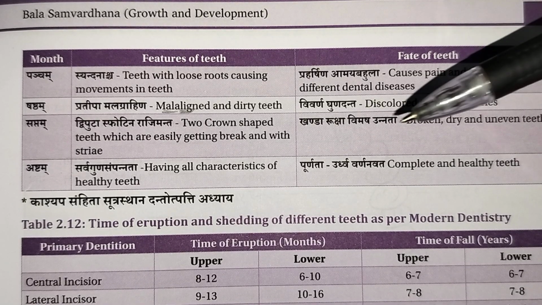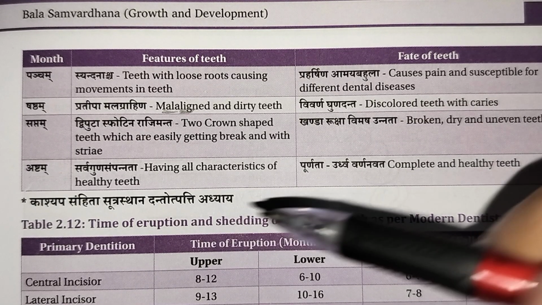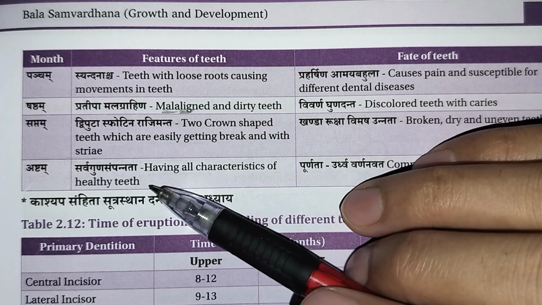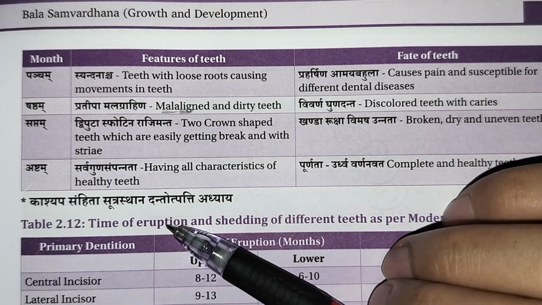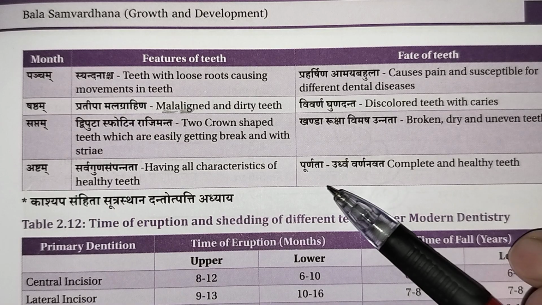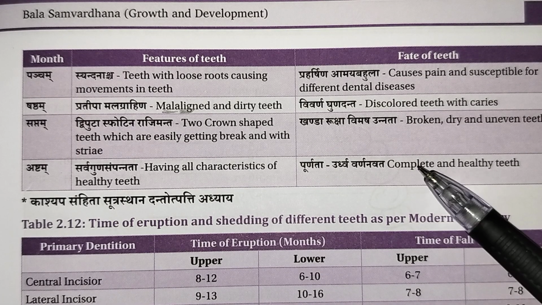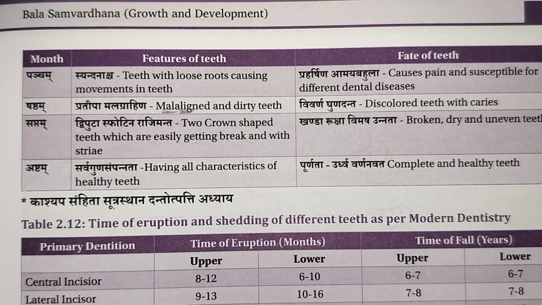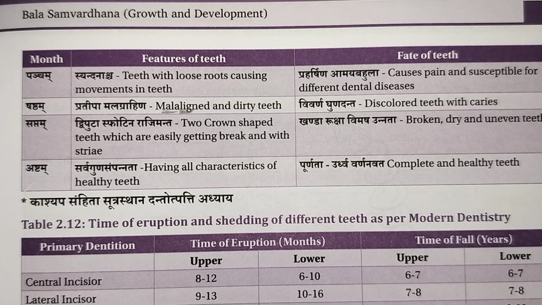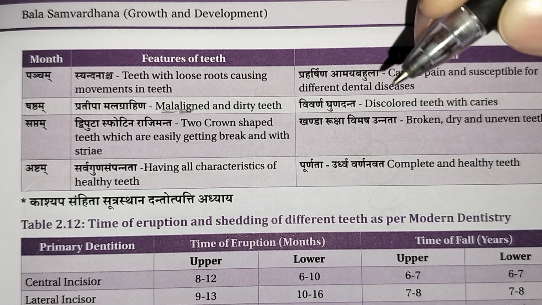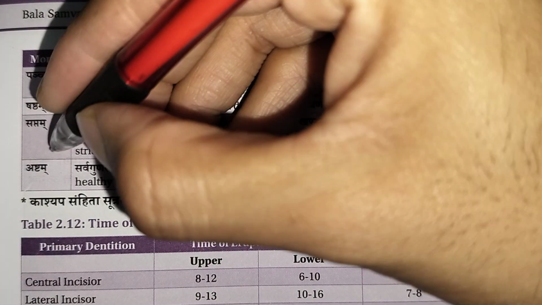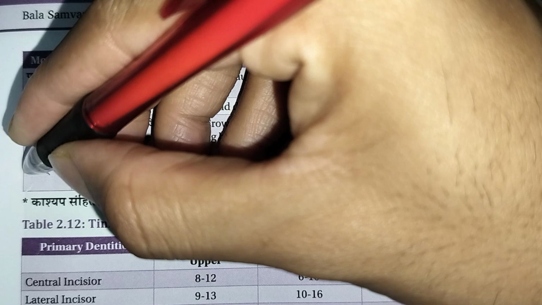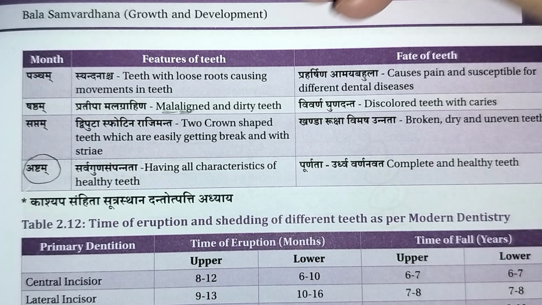So in the Ashtama month, or in the 8th month of pregnancy, the teeth have sarvaguna sampannata, having all the characteristics of healthy teeth. It comes to purnata, that is complete and healthy teeth. So if an MCQ comes regarding which month of pregnancy the teeth of a baby are properly formed, the correct answer will be the 8th month, right?